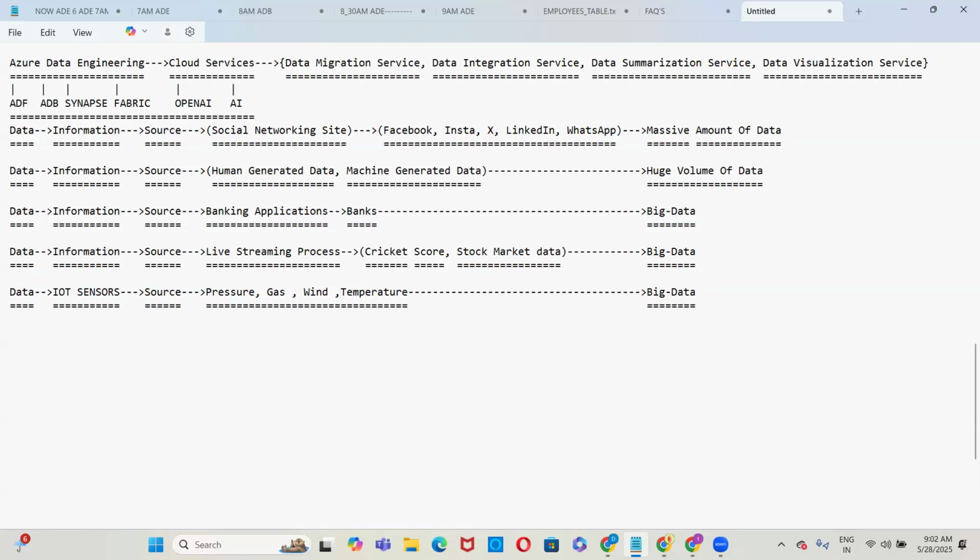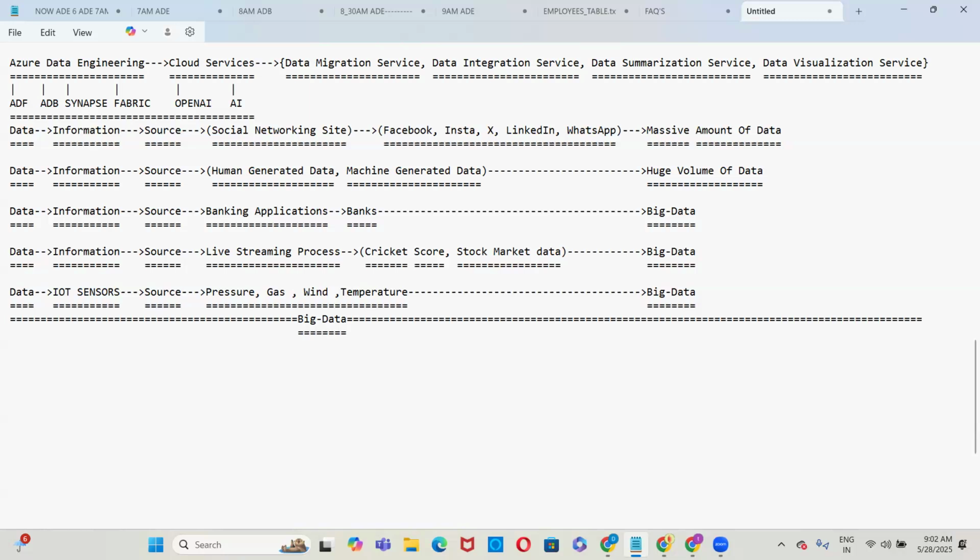That's it. Now, guys, when we talk about the data, many other sources are there, but I don't want to waste my time discussing all the sources. Anyways, we will see the sources in the near future. So all this data is called as what, guys? Big data. So what is big data? The massive volume of the data is called as big data, guys.